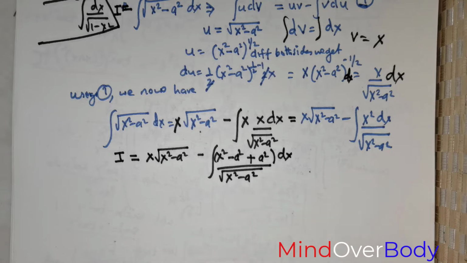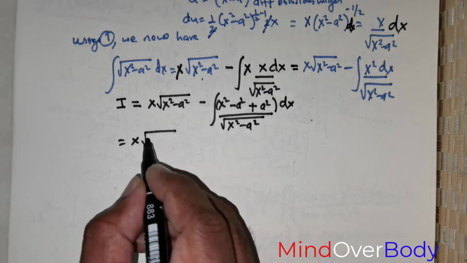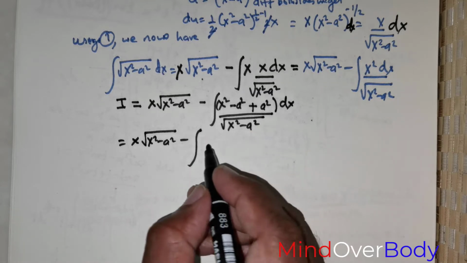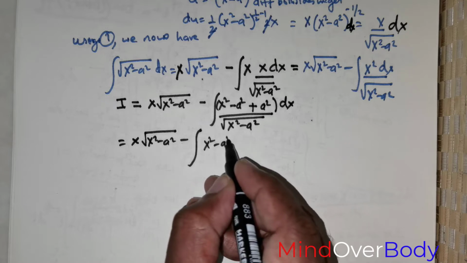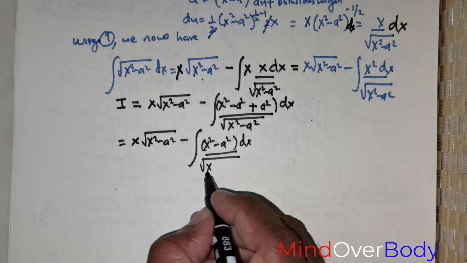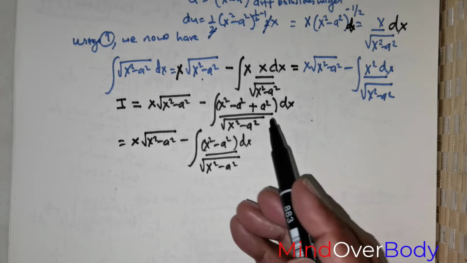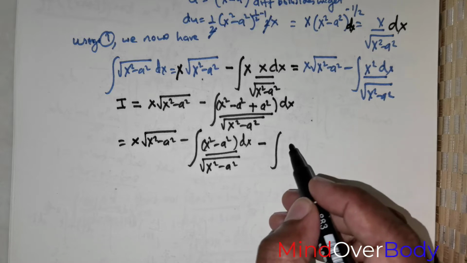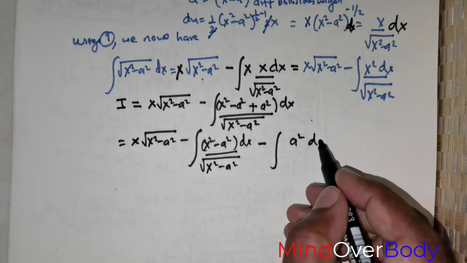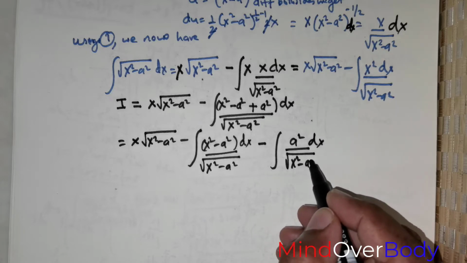squared negative a squared. Now this can be further rewritten as x times root of x squared negative a squared negative integral. I can split this quantity as x squared negative a squared times dx divided by square root of x squared negative a squared. Then I have a negative sign, so it's going to be negative of integral a squared times dx over root of x squared negative a squared.